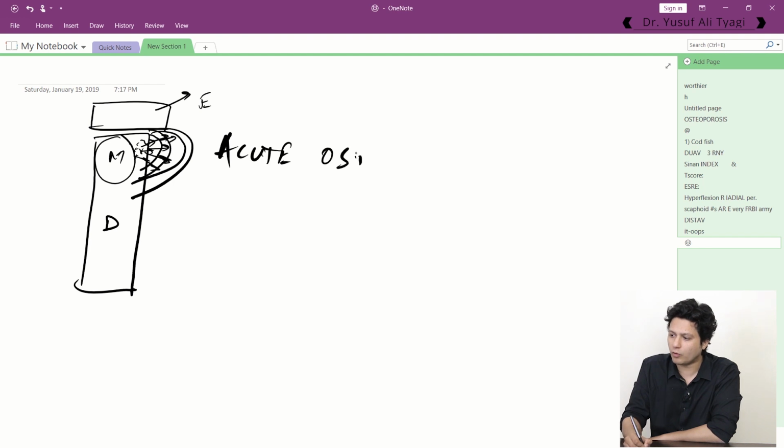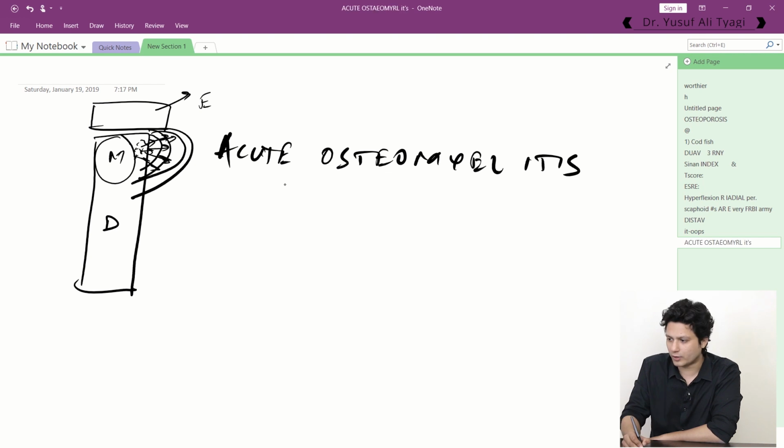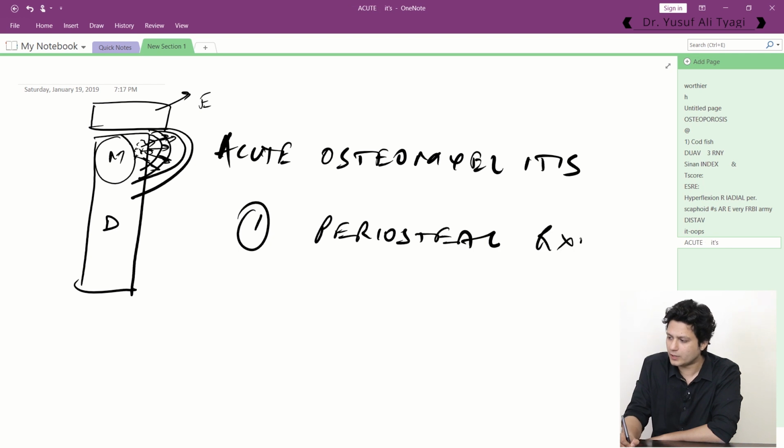So what are the key terms that we have to hear in case of acute osteomyelitis, or which points towards the diagnosis of acute osteomyelitis? One is the periosteal reaction, and another one is the loss of soft tissue planes.